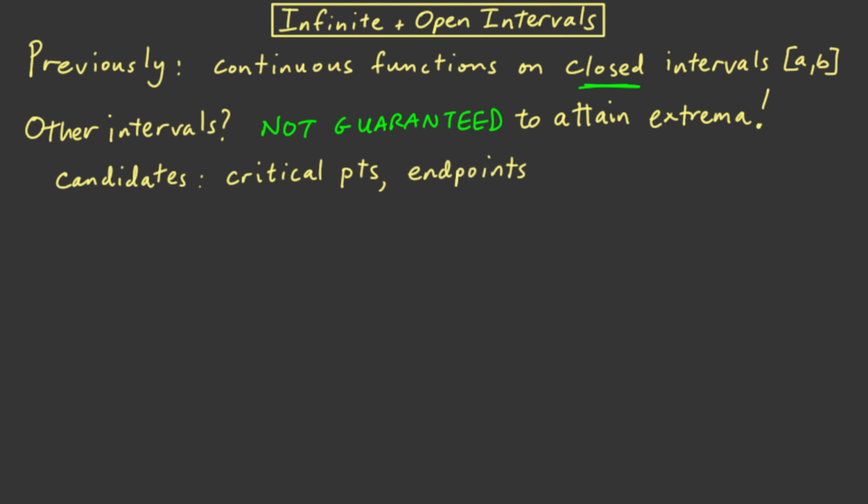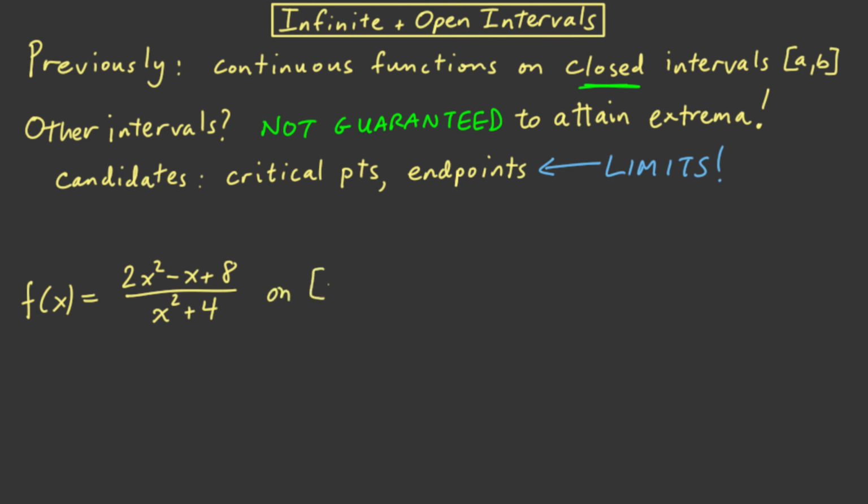But what does it mean to check the endpoints if the endpoint is infinity, or it's an open interval and the endpoint is not in the domain of the function? We can't plug in the endpoint, but we can do the next best thing, which is to use our old friend limits. Here's an example. Let's say that f of x equals (2x² − x + 8) over (x² + 4). And we want to find the min and the max on this interval of 1 to infinity, if it attains them.